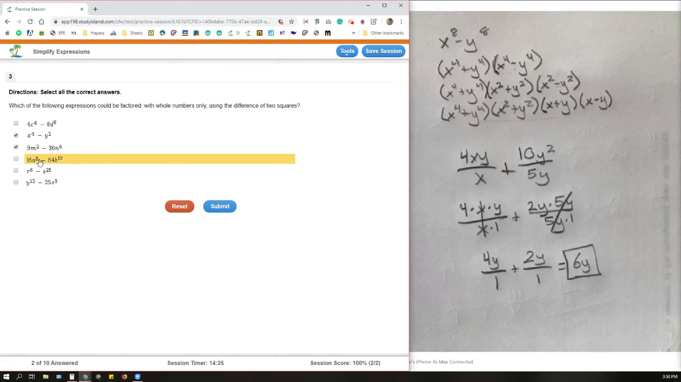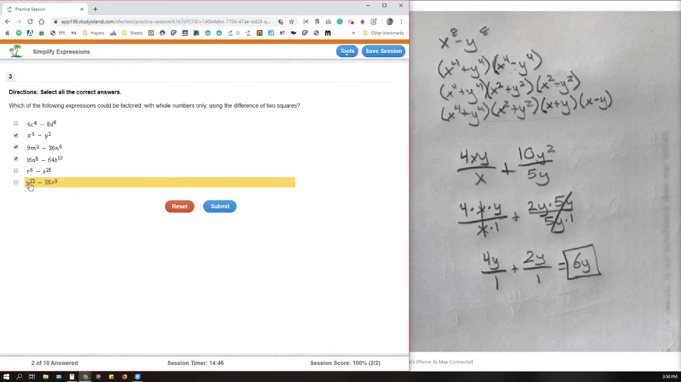Keep going. This is a perfect square. 4a to the fourth is the square root. 8b to the fifth is the square root of that one. So this is also the difference of two squares. This one is not, because while r to the sixth could be r to the third times r to the third, s to the 25th, that's an odd number exponent, so that is not going to work.